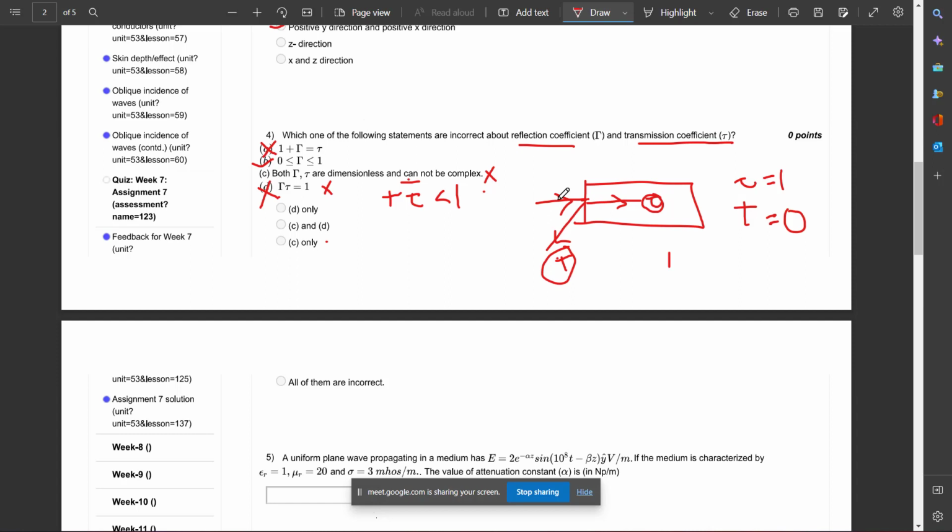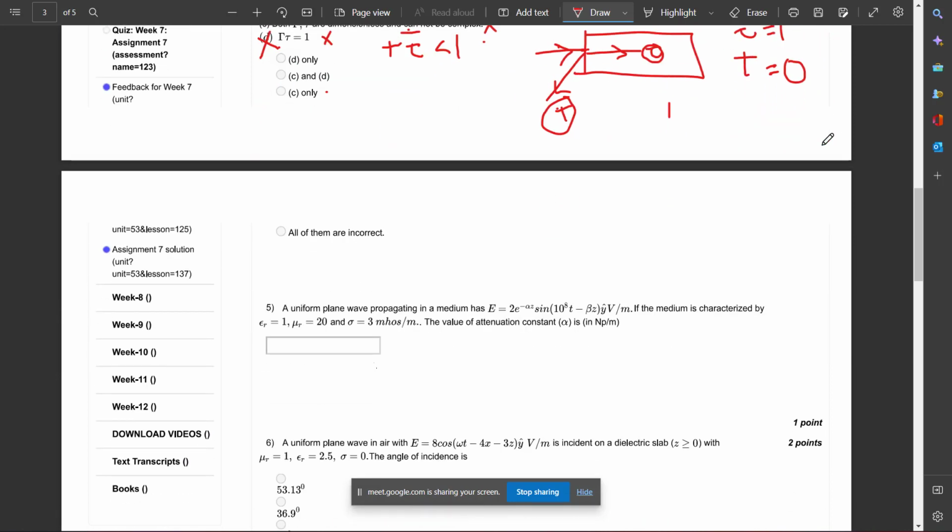Okay, that's why the value for this question is 0 points. Probably whoever made this question didn't form it correctly, and that's why 0 points are awarded for this question. Okay, good. Let's go ahead.